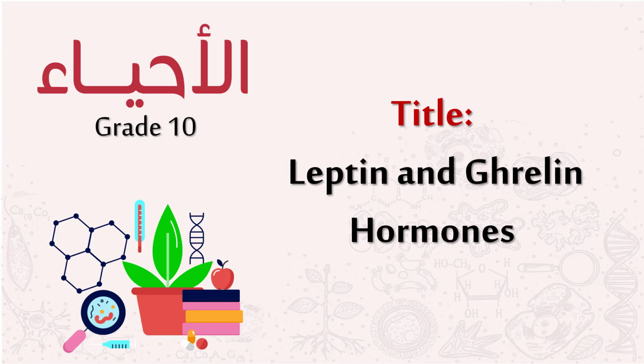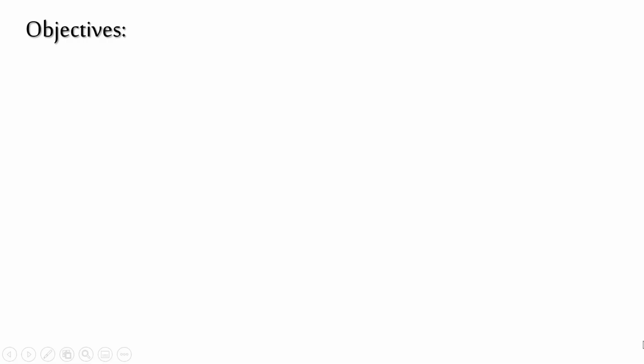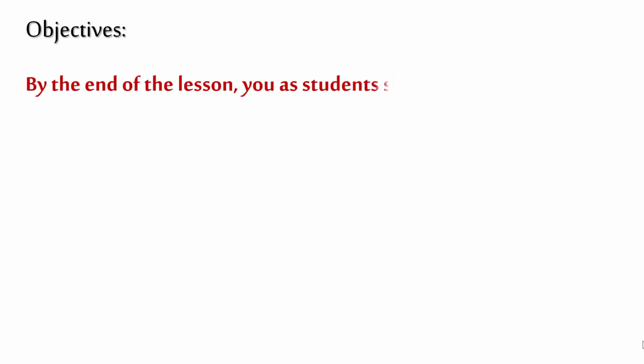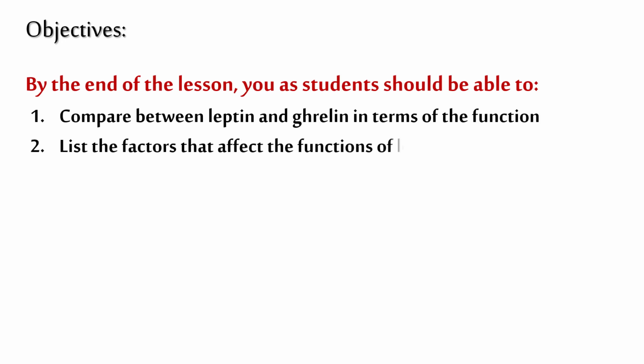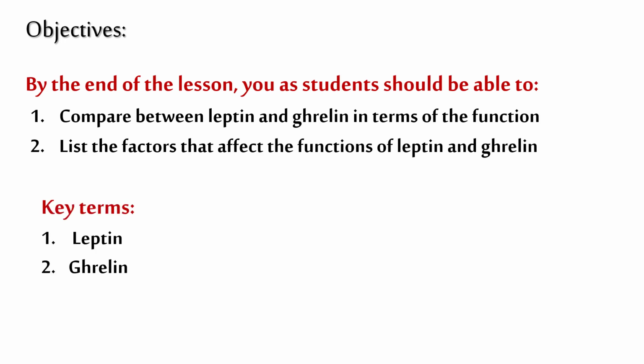Our lesson today is about leptin and ghrelin hormones. Let's first start by our objectives for today. By the end of this lesson, you as students should be able to first compare between leptin and ghrelin in terms of the function. Second, list the factors that affect the functions of leptin and ghrelin. Our key terms for today are leptin and ghrelin.